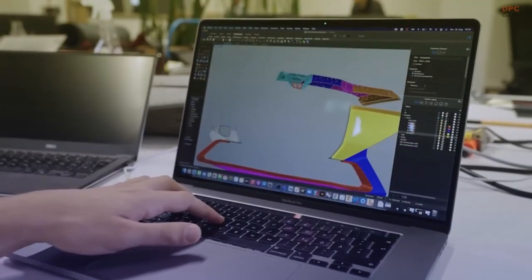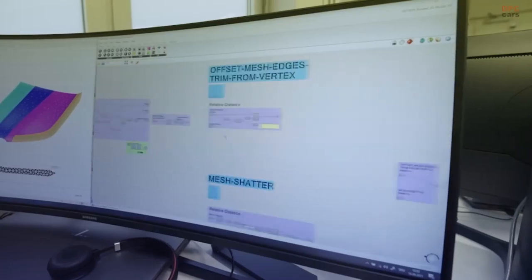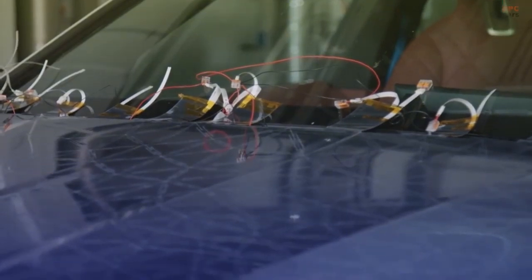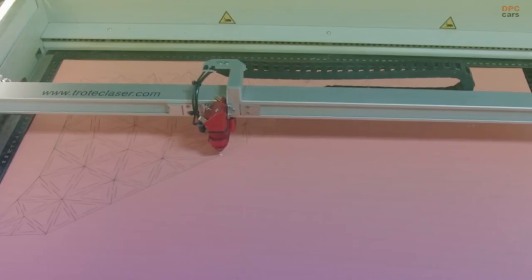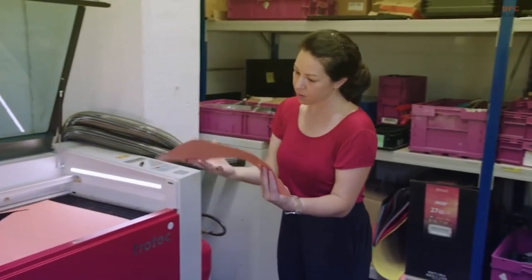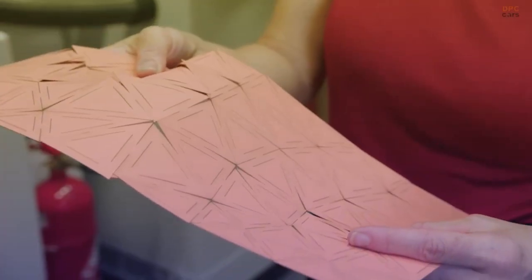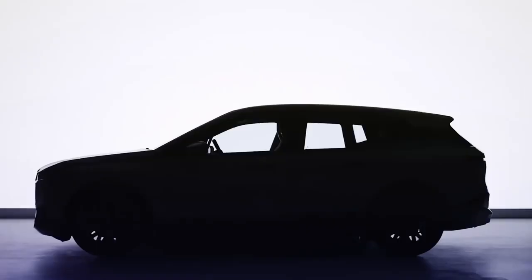So we take the car as a large 3D object and we break it down into sections. Once we have these 3D sections, we unwrap from 3D into 2D. When we unwrap, we use computer-aided design. It's important that we maintain information about the curvature of the car at the important points.